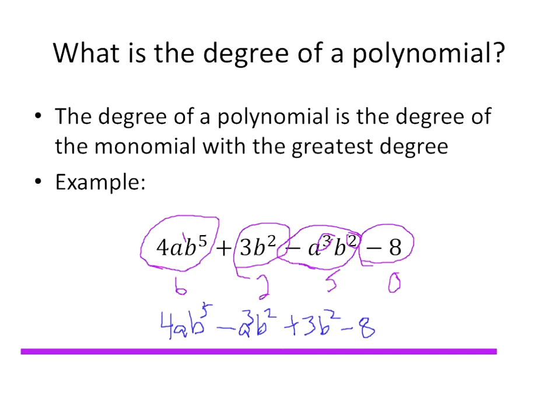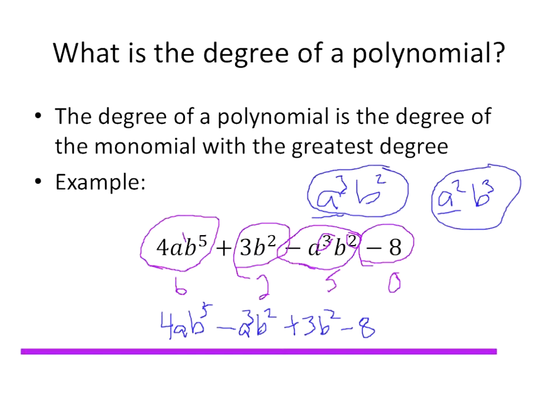Now, if the degrees are tied, we start with the first variable. Like if we had, let's say, a to the third, b squared, and then a squared, b to the third, then we would make sure everything's in alphabetical order and look at the very first variable in that, and then look at the next variable and so on, and put them in numerical order. So this one would come before this one. Okay?